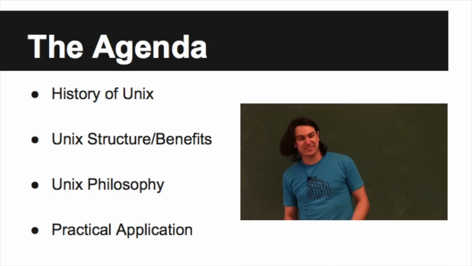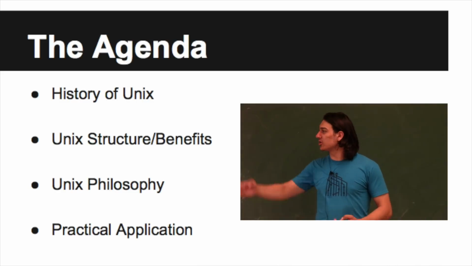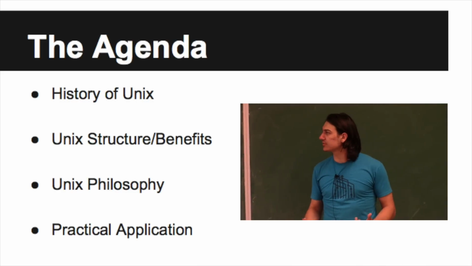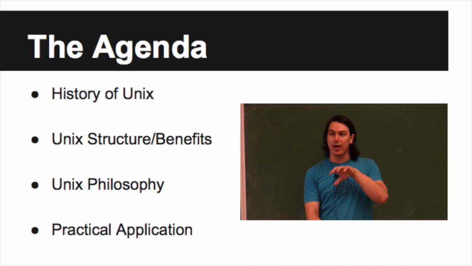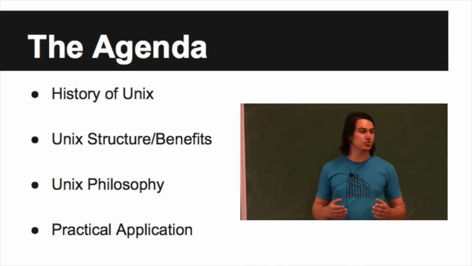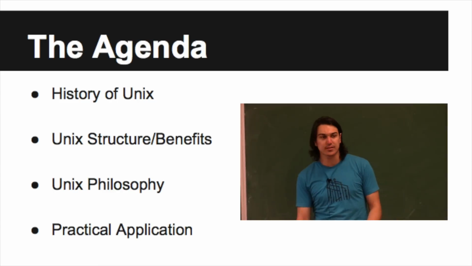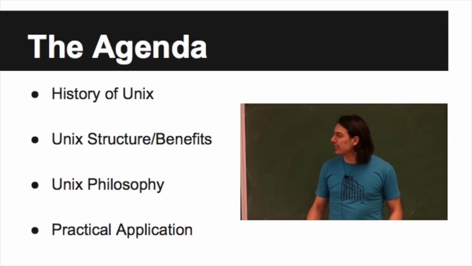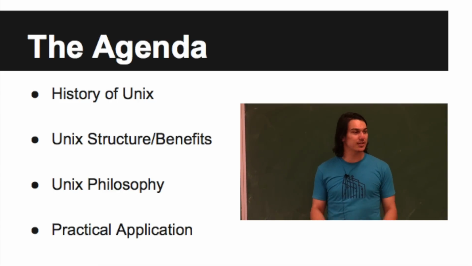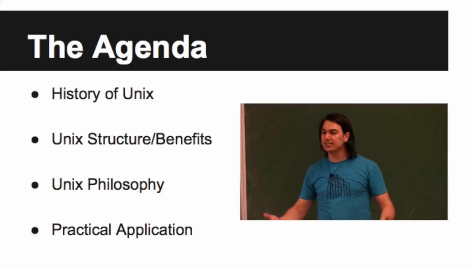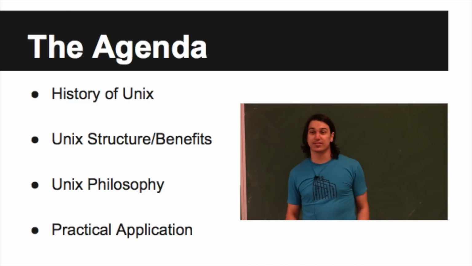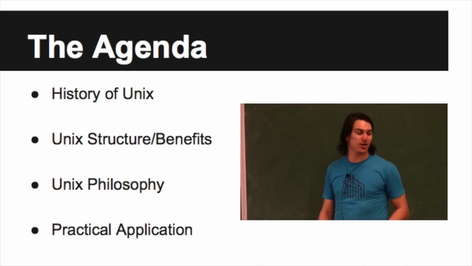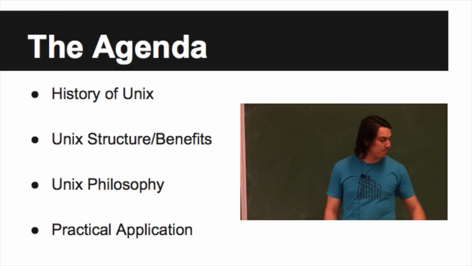So, the agenda for today. We're going to start with talking a little bit about the history of UNIX, where it came from, where it is today. Then we're going to talk about how it structures, what makes UNIX UNIX, in addition to some of the benefits of it. Then one thing I really want to get into is what's called the UNIX philosophy, sort of the guiding developmental principle behind the creation of UNIX. And we're going to end with the practical application that Nathan talked about over the wire.